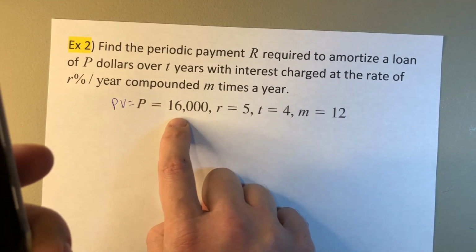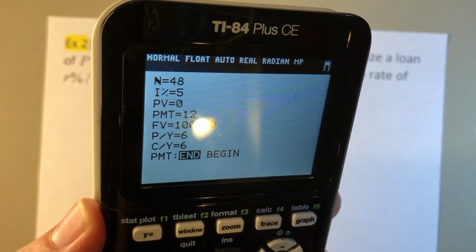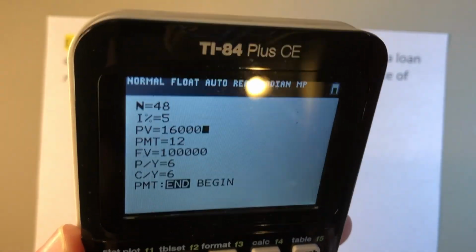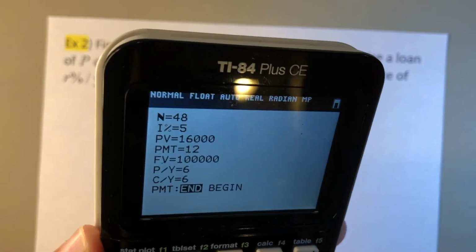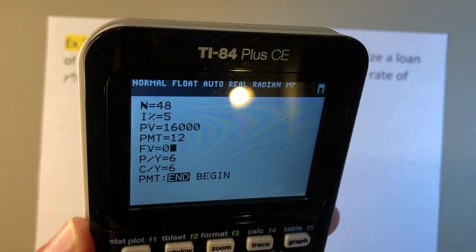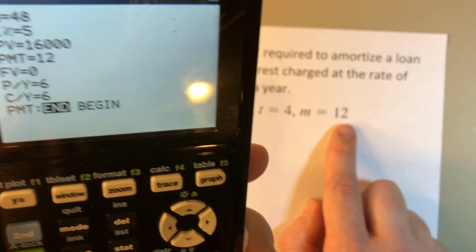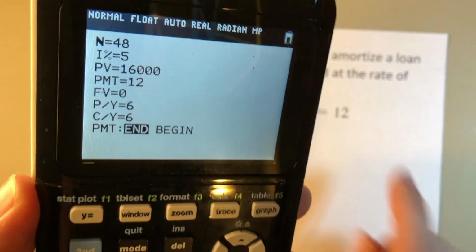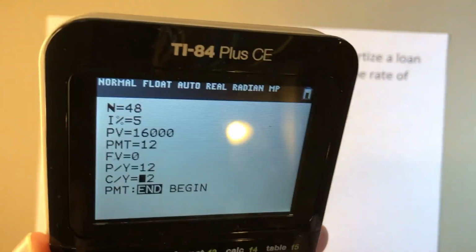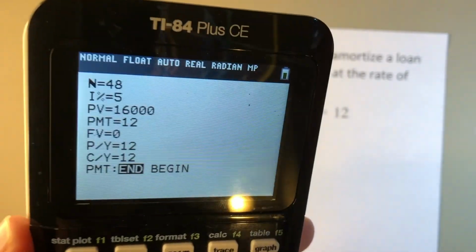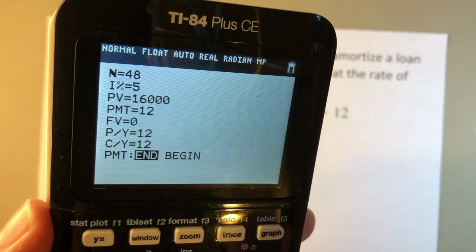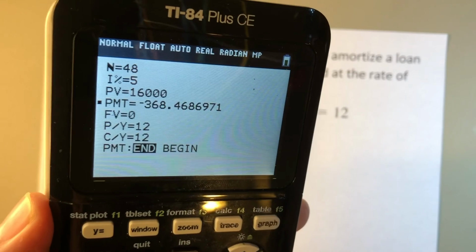Present value, that's what's given to us. That's going to be 16,000. So really that'd be like the loan amount. Future value is going to be 0. And payments per year is going to be 12 in this particular example. So now you go to payment again, and that's what you're solving for. So you hit alpha, enter, and there you go.